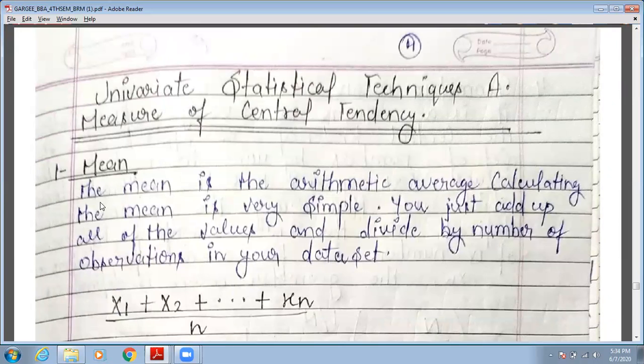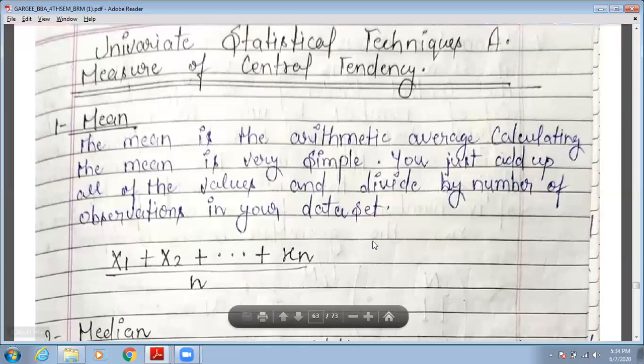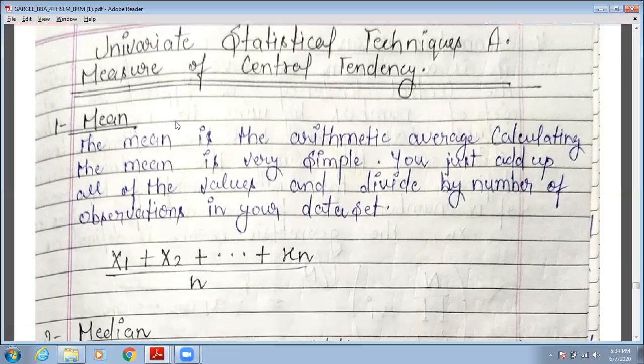First is mean. The mean is the arithmetic average calculation. The mean is very simple. You just add all the values and divide by the number of observations in your data set. So you will add all the items in your data, in your observations, and divide this amount by the number of items. This is also known as arithmetic mean, or you can say mean.